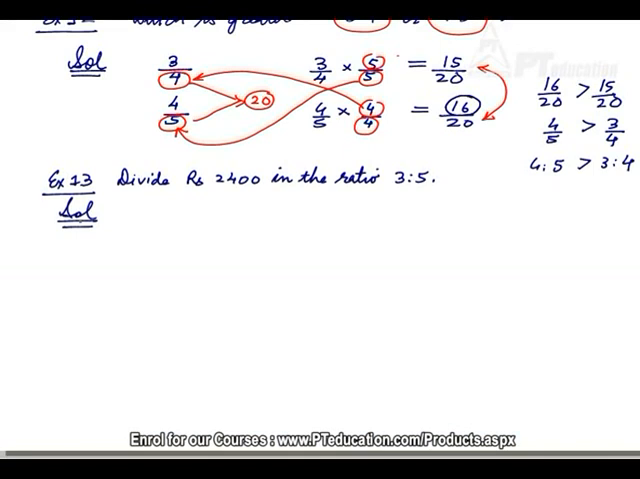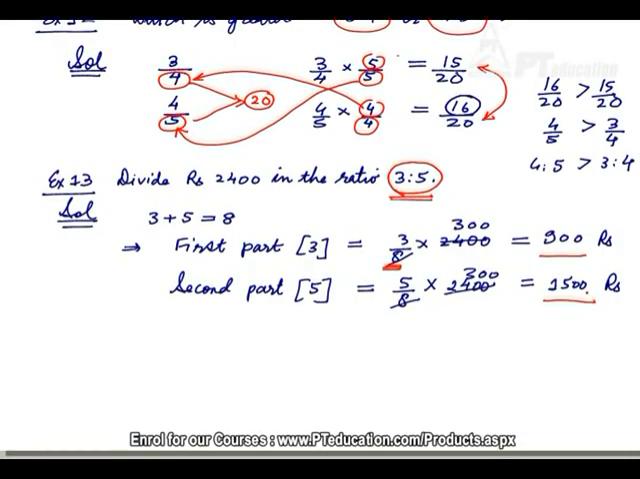Solution to example 13. As we just saw, 3 plus 5 is equal to 8. So the first part, which is actually the 3 part, will be 3 divided by 8 of 2400. Now where did this 3 by 8 come from? Because total is 8 and we are asked to find the 3 part out of 8. Hence 3 by 8. 3 by 8 into 2400 gives us 900 rupees. And similarly the second part, which is 5, gives us 5 by 8 into 2400, which is 1500 rupees.